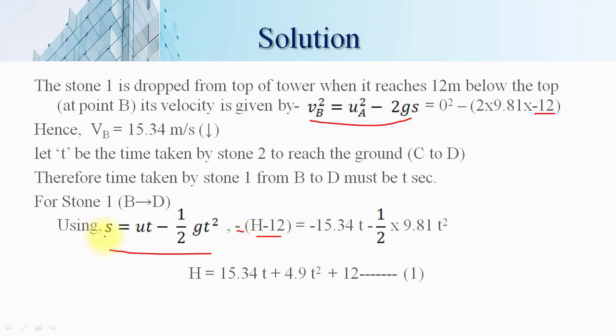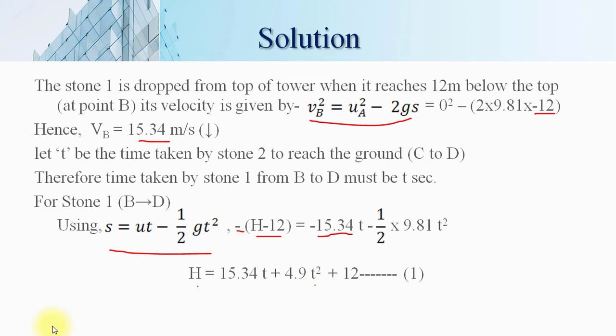So it is equal to u, and this u is the velocity at point B, which now becomes the initial velocity. Hence that initial velocity, as it is in the downward direction, is again with the minus sign, minus 1 by 2 into 9.81 t square. So this final equation is written as h is equal to 15.34 t plus 4.9 t square plus 12. This is the first equation. Here h and t both are unknowns.